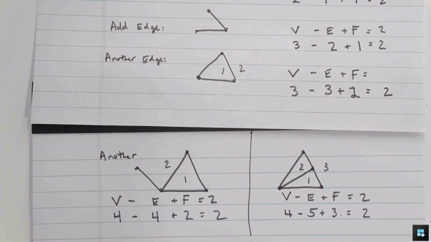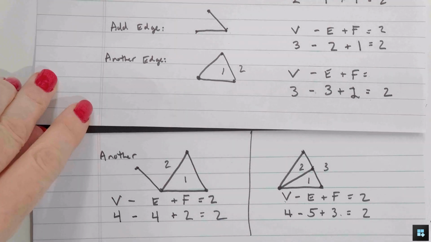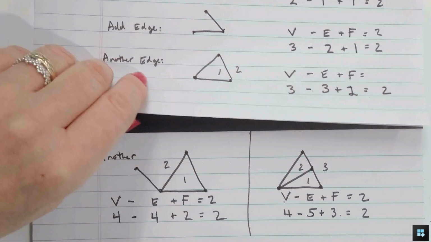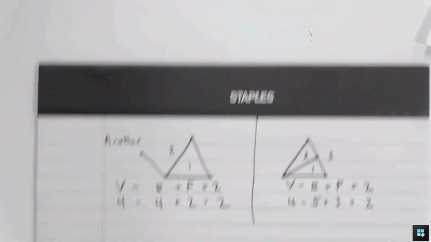So every time we add an edge, we make the vertices go up or the faces go up, or sometimes maybe we make all 3 go up. Okay. So that's what Euler realized, and so that's why we have Euler's characteristic for connected graphs. Now we're going to look at unconnected graphs.